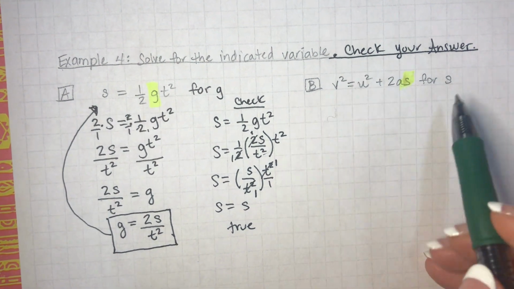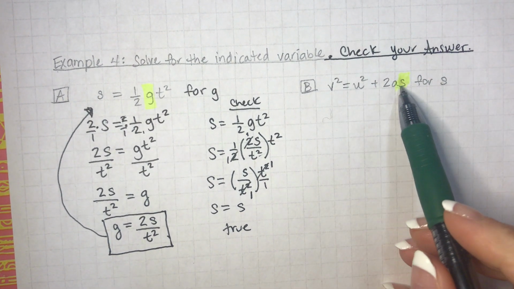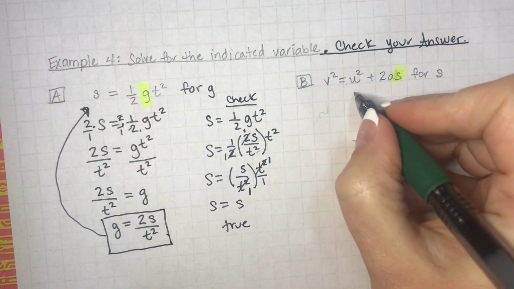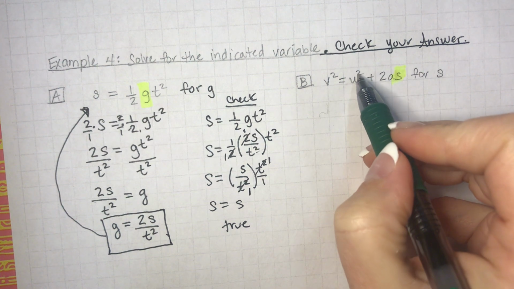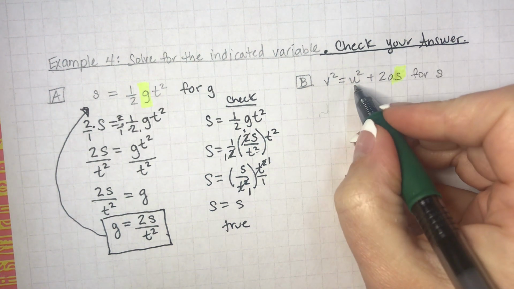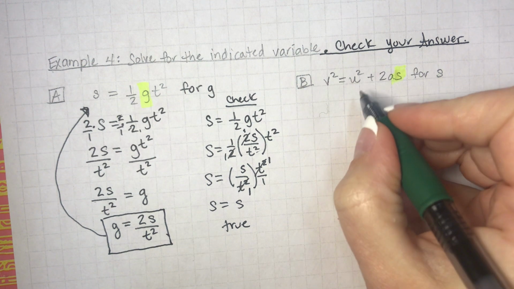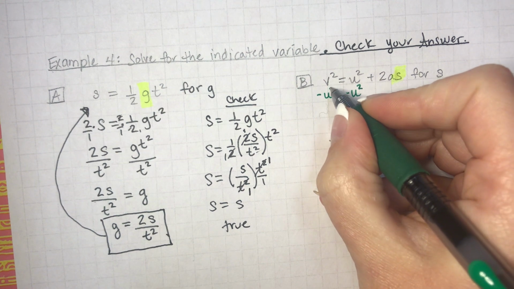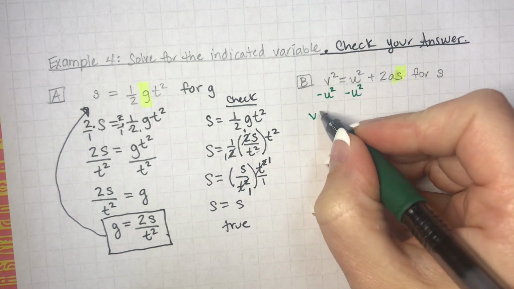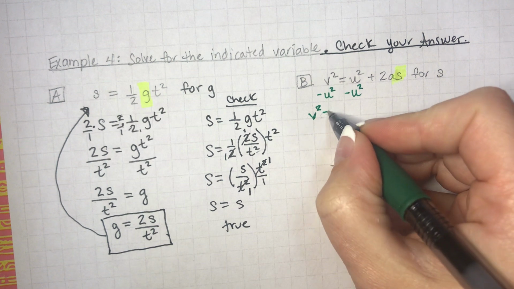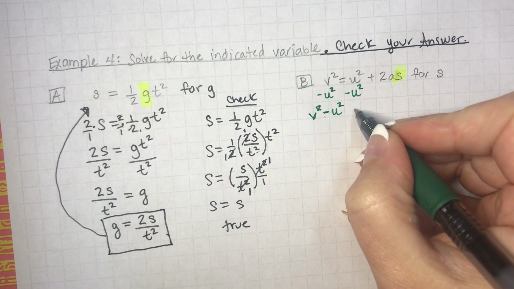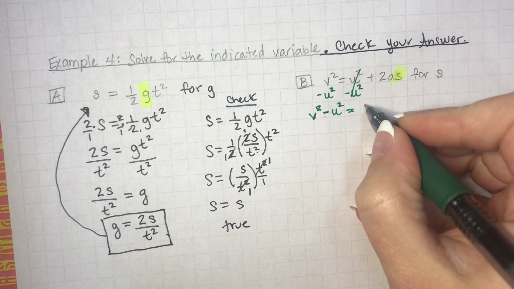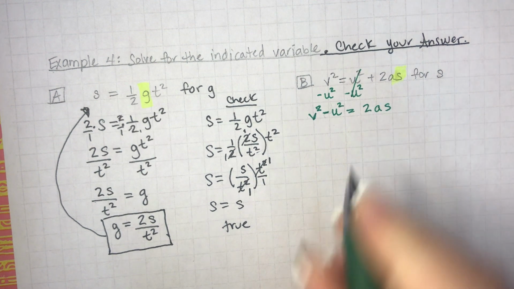So the first thing we want to ask is, what is around s? Well, there's a lot. There's this 2a and then there's this u squared. This bit on the outside, we need to get rid of first. So we're going to do the inverse operation. This u squared is positive, so the inverse operation is to subtract it. So we're subtracting u squared from both sides. We end up with v squared minus u squared equals, u squared minus u squared is 0, that cancels. And then we're just left with 2 times a times s.